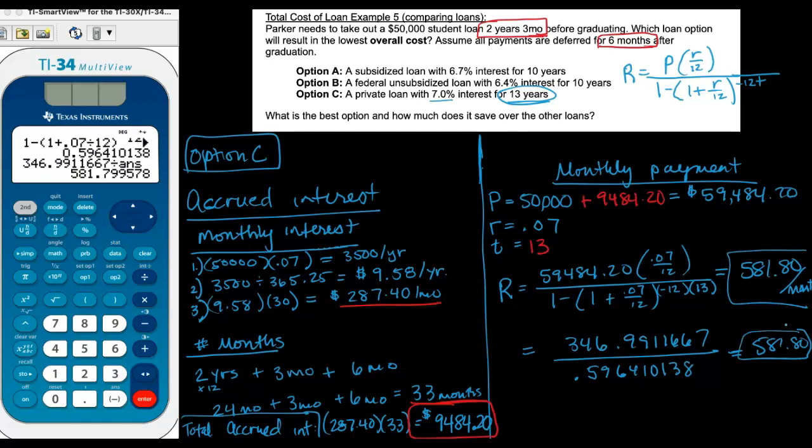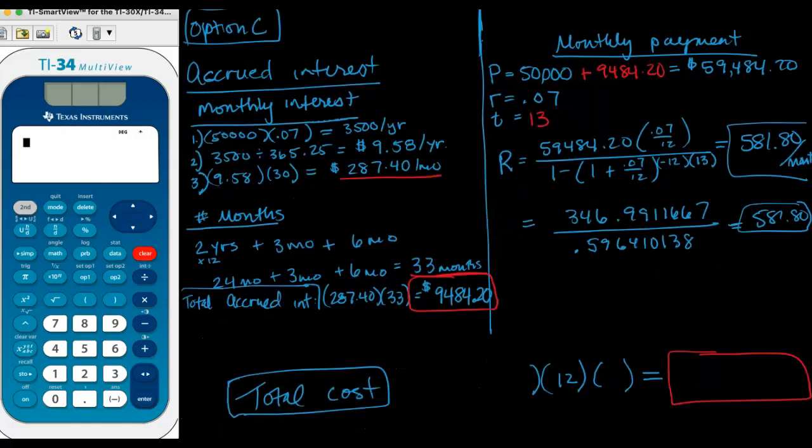Okay, so let's look at total cost. So I erased some of the blanks from the last option just because it's the same process each time. So we're taking our monthly payment. So in this case, I have a different monthly payment. So I'm going to put in that amount. So my monthly payment is $581.80. There are 12 months in a year, so that 12 is always going to need to be there.